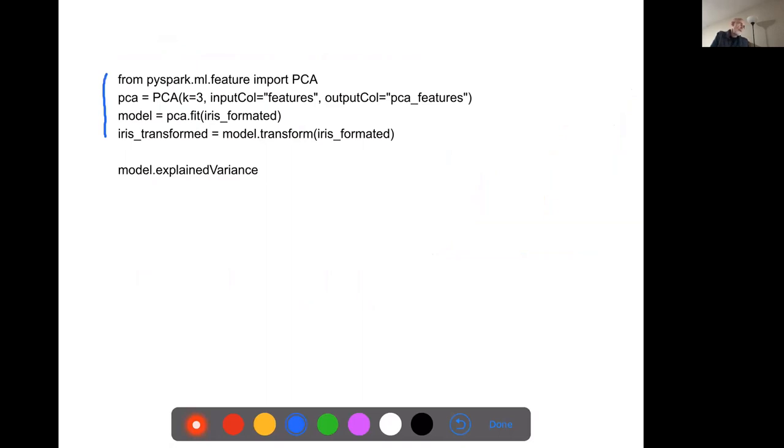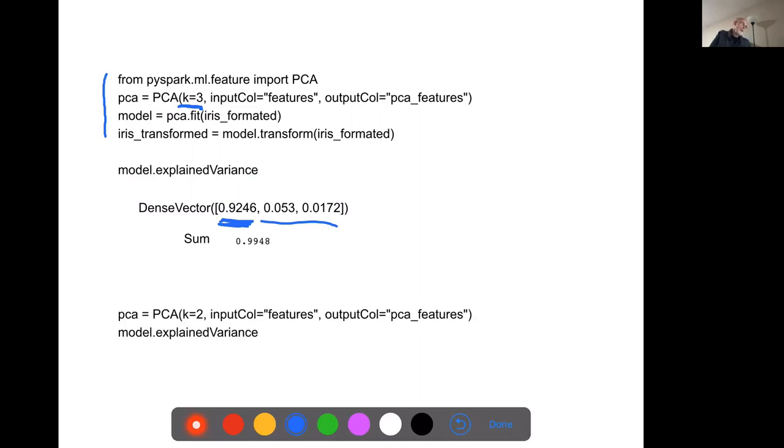You create a PCA object. How many dimensions do we want? Input columns, output columns. We fit it to our data, transform it. And then it basically says, look, that first feature explains most of the data, most of the variation, and the other two, not very much. And the sum is not quite 100 because there is interaction between the different ones.